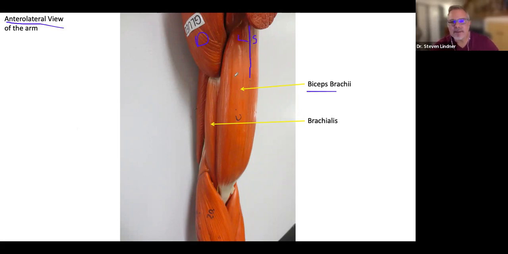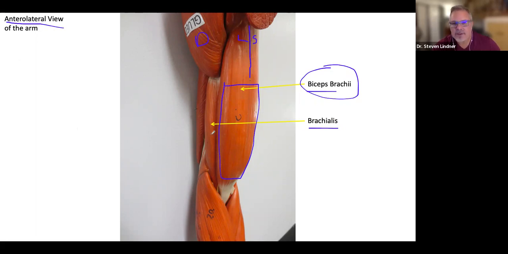But generally speaking, when we're down here, more distally, this is the belly of the biceps brachii. Now, just deep to it, if we were able to dissect this and pull it away, there's a muscle just deep to it called the brachialis. Okay, and the brachialis is a very powerful elbow flexor.